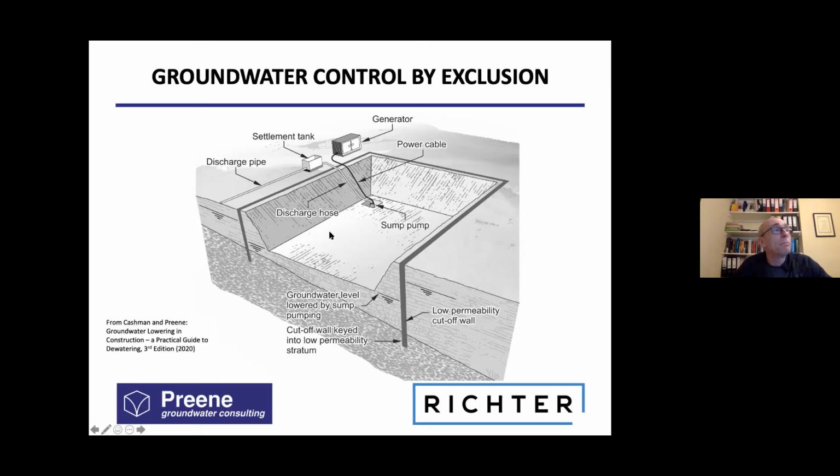Therefore, if we use a sump pump here to drain away the trapped water inside the soil or rock inside the excavation, we can pump quite small quantities of water to lower the groundwater level inside the excavation here. And once we've removed the trapped water, the actual continuing pumping rate will be very small because we're only dealing with leakage through the wall.